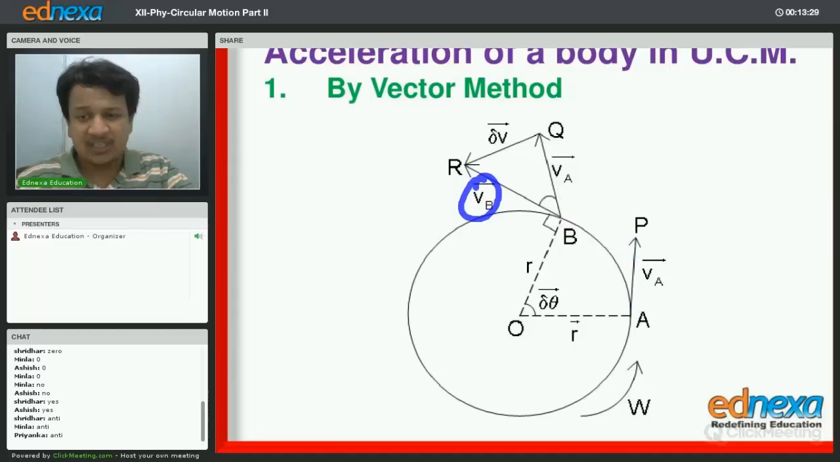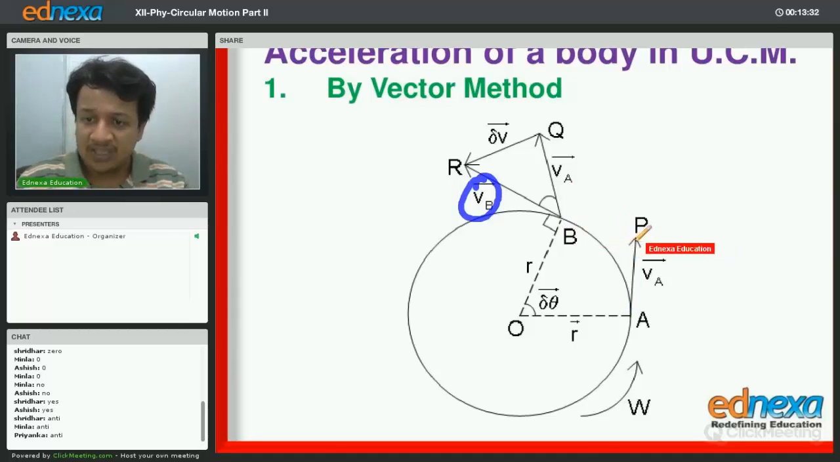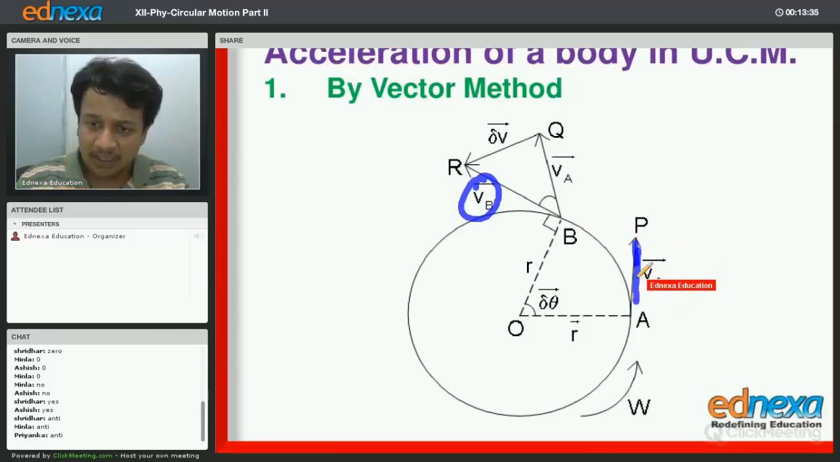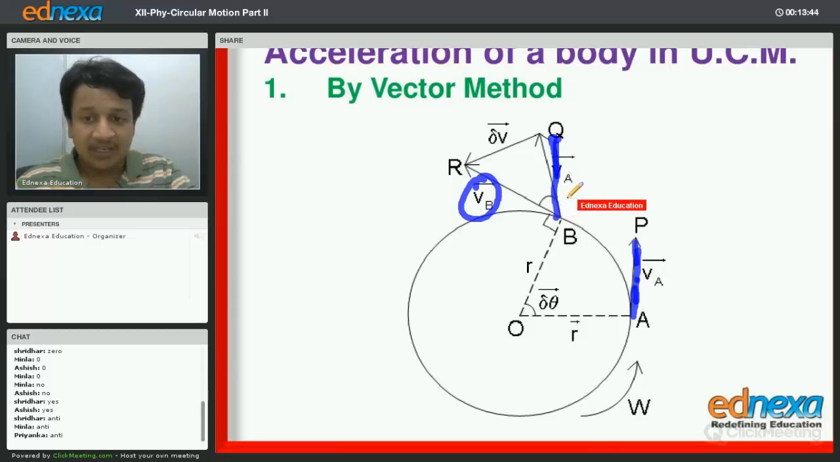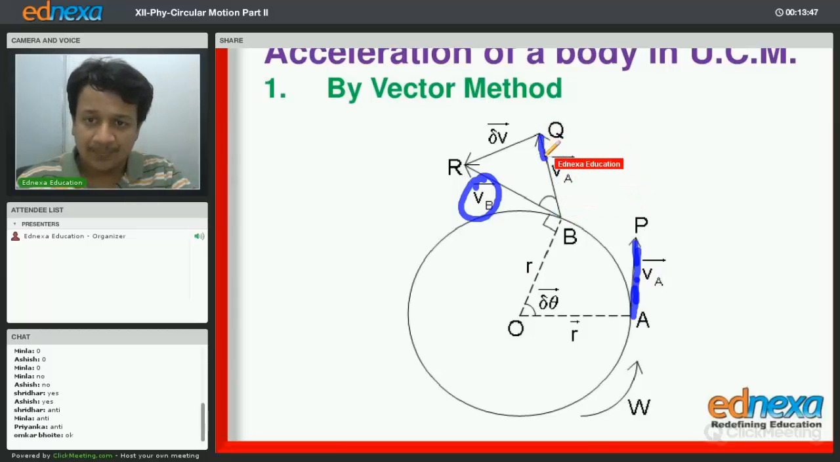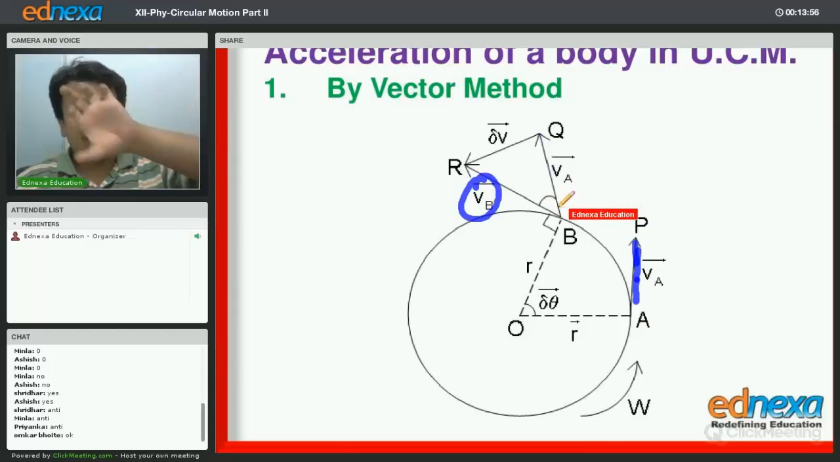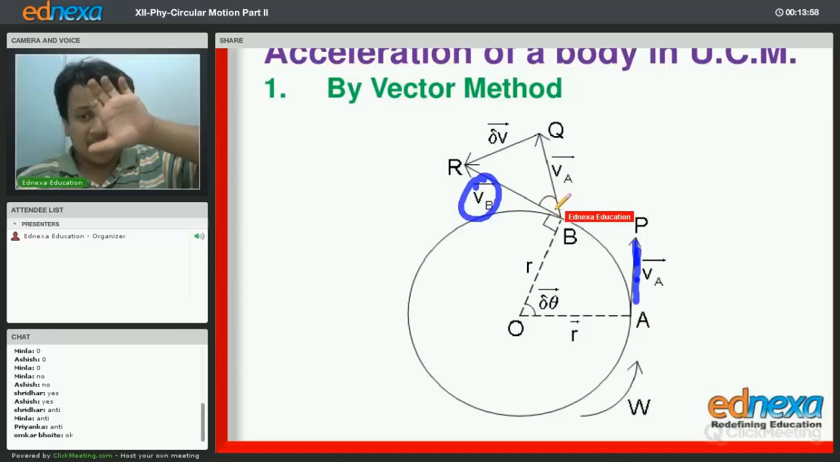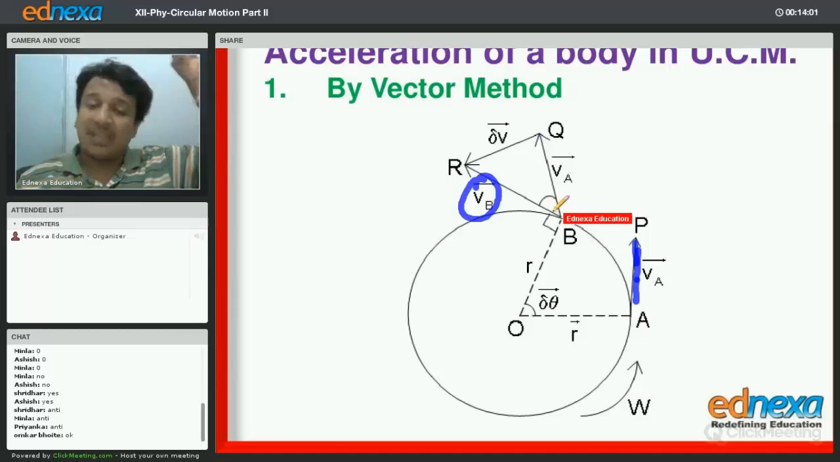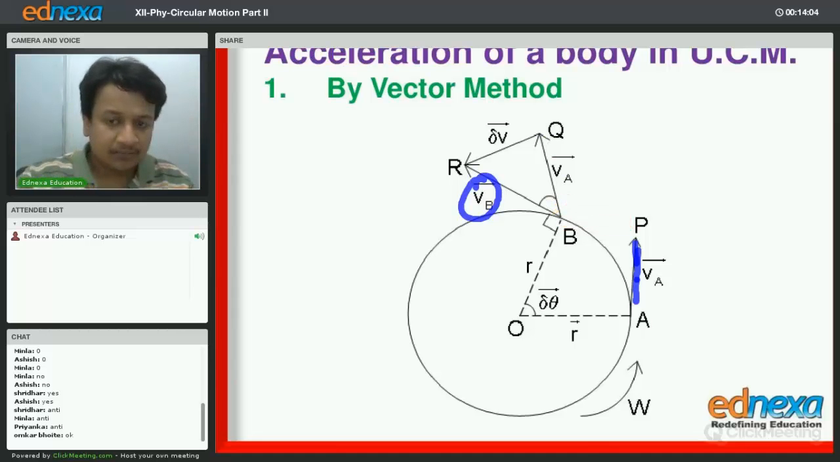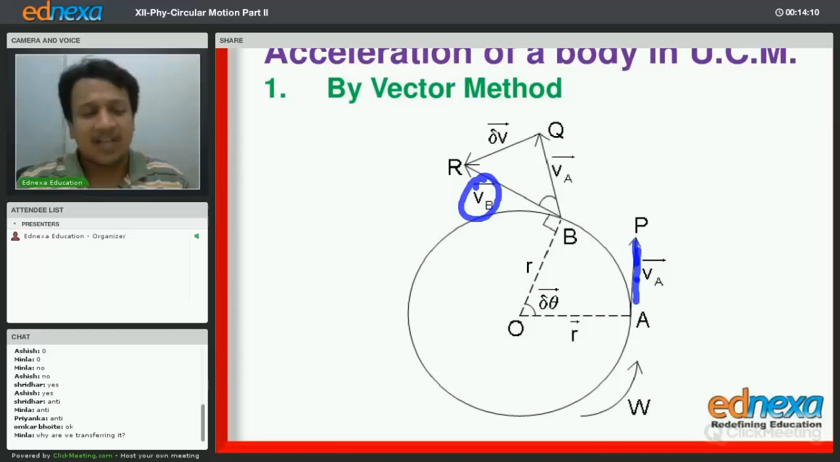When you place it, there is a little mistake in the diagram. When this is a straight line, this is the tangent over here. So this should be a straight line like this way, but by mistake it is tilted over here. Getting it? So BQ is the transferred vector from PA. We transferred vector AP to BQ. Any doubt till this point?